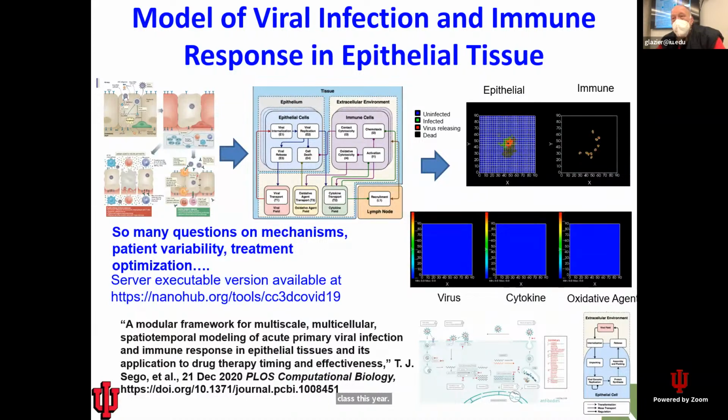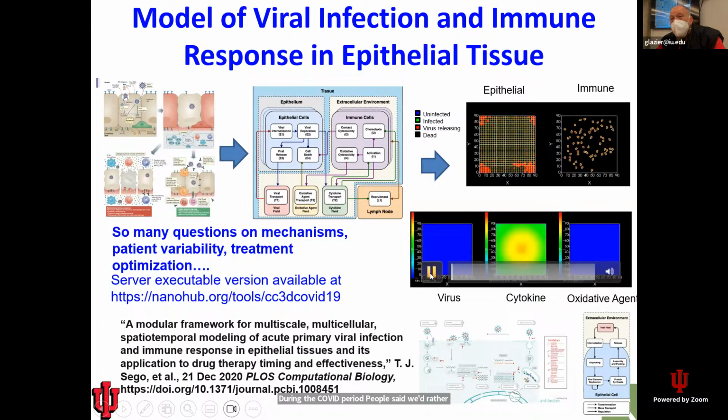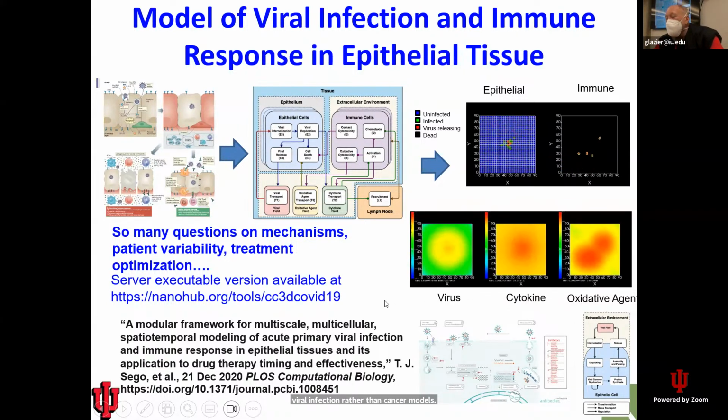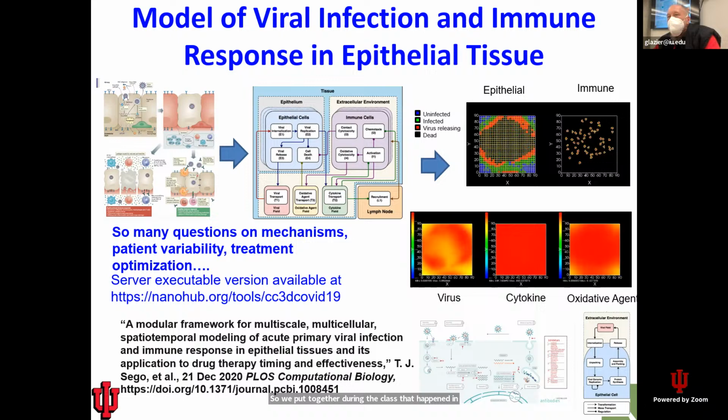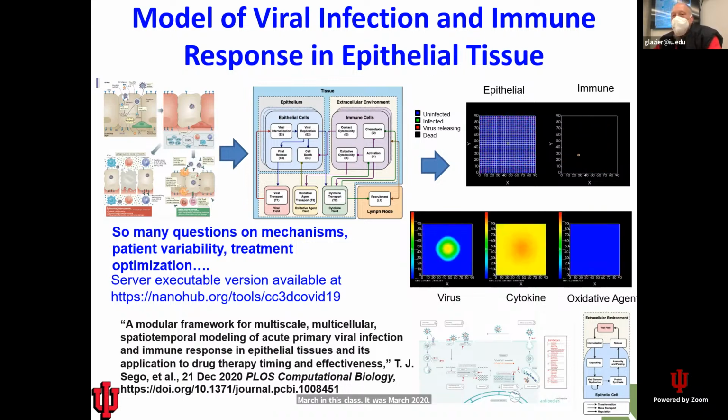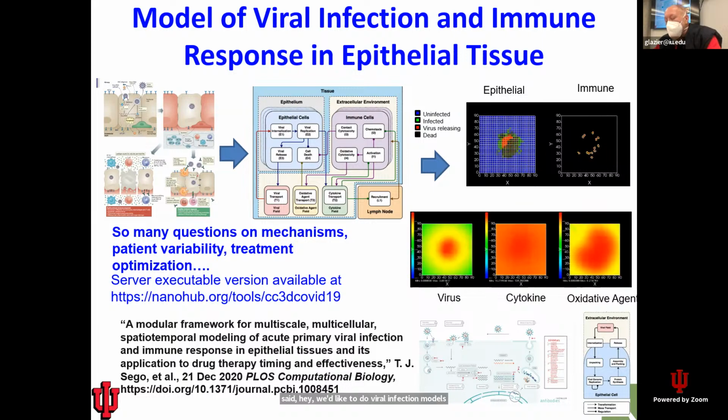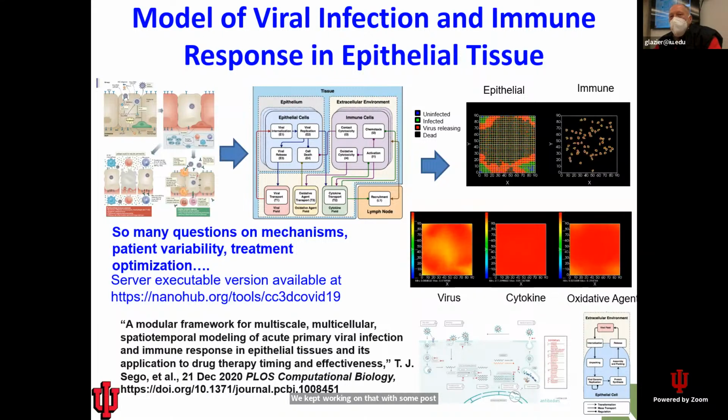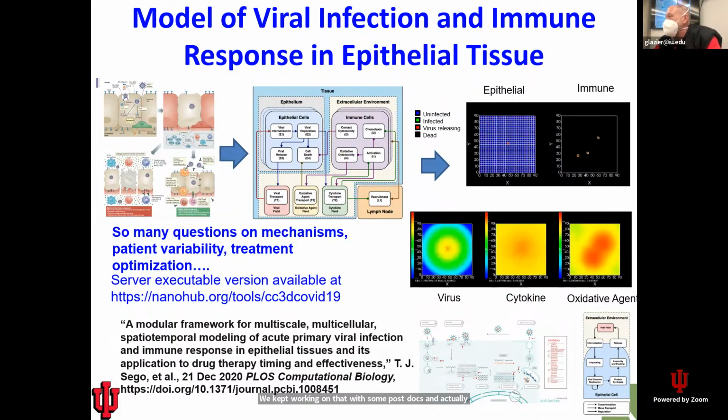During the COVID period, people said we'd rather do viral infection rather than cancer models. So we put together during the class that happened in March, March 2020, the students said, "Hey, we'd like to do viral infection models rather than cancer." A group of the students did a class project on building a simple viral infection immune response model. We kept working on that with some postdocs, and actually we published it in December of 2020. So that was pretty fast. So that was actually sort of a nice experience for us.